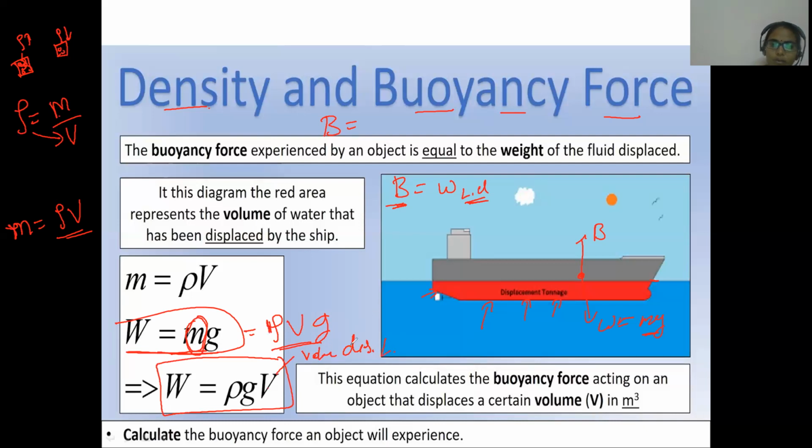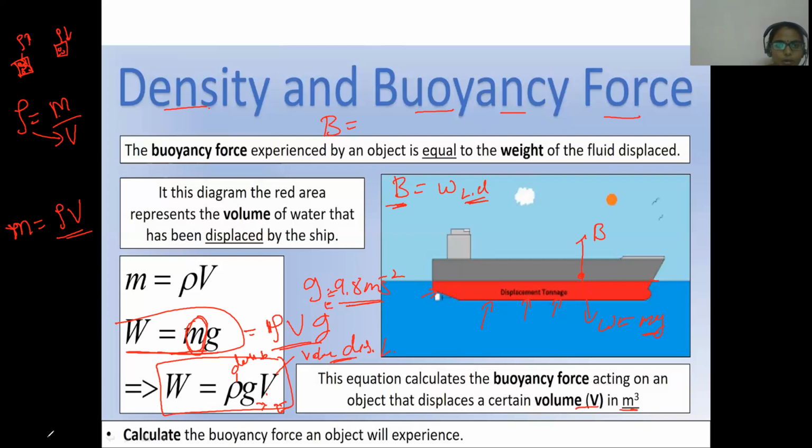How much water the body displaces, that is V. Here rho indicates the density of the body, and g is the acceleration due to gravity on the surface of the earth. This is equal to 9.8 meters per second square. Okay children, this is on the surface of the earth. This is constant. They won't give it while solving problems. This equation will calculate the buoyant force acting on an object that displaces a certain volume in meter cube.